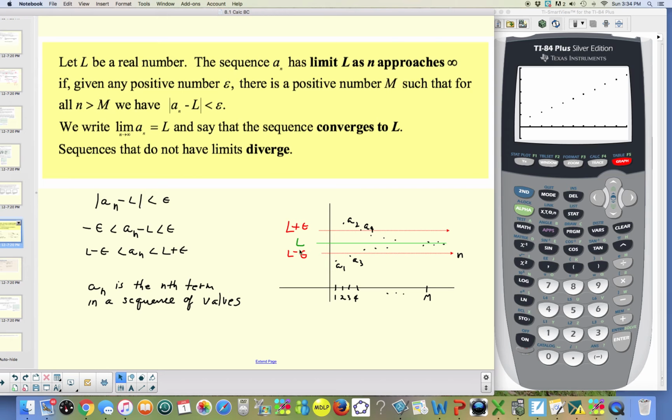Well, in this graph right here, you can see the a sub n terms are getting closer and closer to one particular value. They oscillate back and forth, but notice that as we get past m and a sub n goes farther and farther to infinity, the difference between this a sub n term and the limit, the difference between these two values right here, is going to be very small. It's going to be within an epsilon neighborhood of it. So that's what approaching a limit for a sequence looks like.